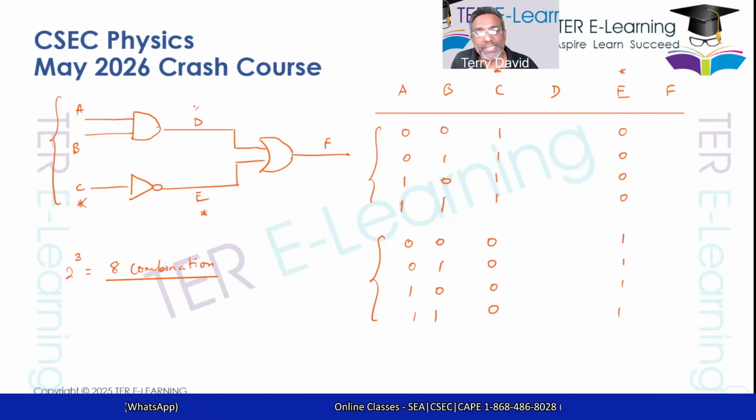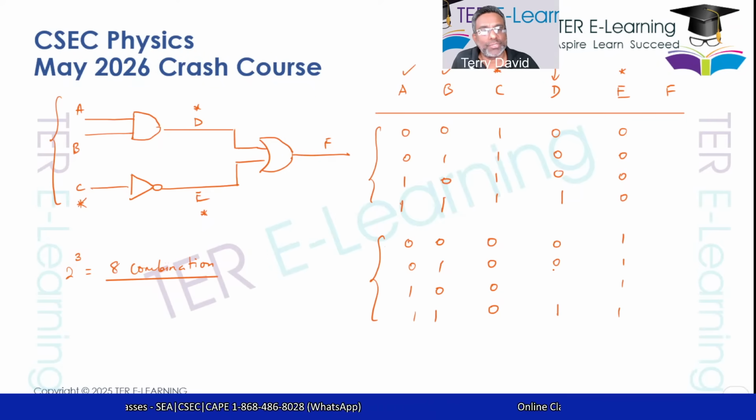I need to work out D now. What is D dependent on? This D here is dependent on A and B. Now, it's an AND gate. The only time you're going to get an output of 1 is if we have a 1 and a 1. So you'll get that here and you'll get that here. Therefore, everything else should be 0. So this is 0, 0. This is 0, 0, and 0. That's it. So we've almost finished.